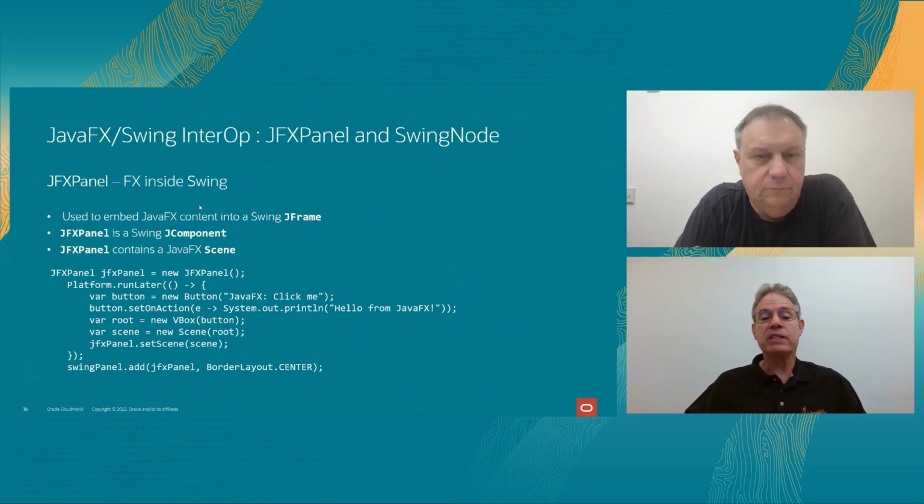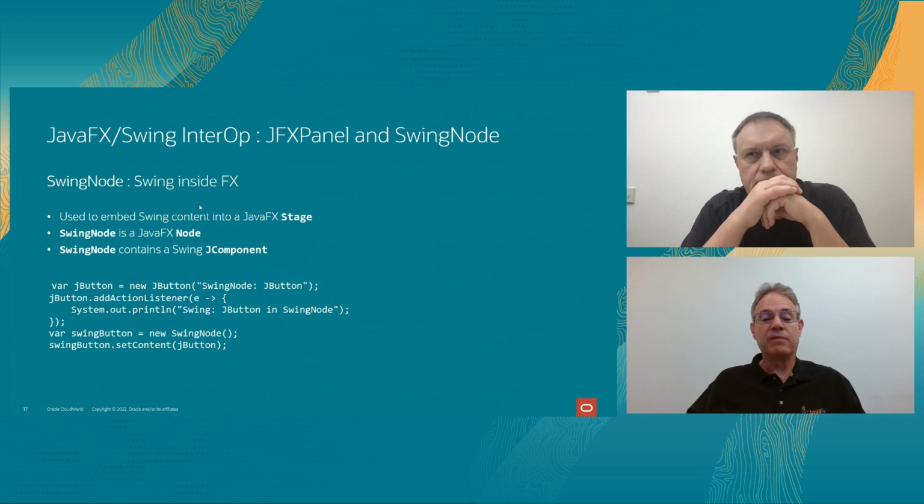And so what you do to use this is you create the JFX panel, and then you create your FX content. In the case of this simple example, it's a button, but we obviously use more complicated content than that in the real app. And then we create a scene using that content, set it as the scene of the JFX panel, and now you have a J component that can be stashed in a Swing component somewhere. In this example here that you see in the code, we just put the JFX panel in a Swing component that's called Swing panel.